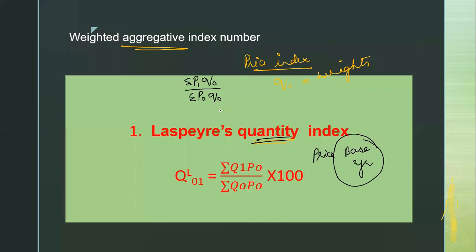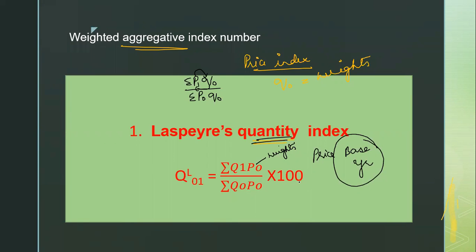The formula, what happens here, ಈ P ಇದನ್ನು ಈಚೆ ಬಂದು Q ಈಚೆ ಬರಬೇಕು ಅಷ್ಟೇ. The reverse will happen here. We give importance to quantity, so it will be summation Q1 P0. So the P0 will be weights here. Divided by summation Q0 P0 into 100. Okay, no changes in any of the formulas. Only we have to reverse it.